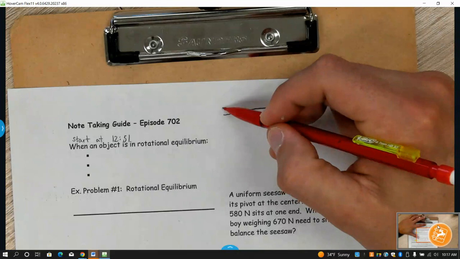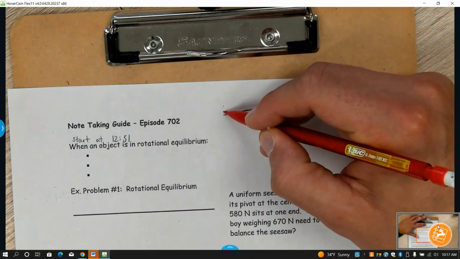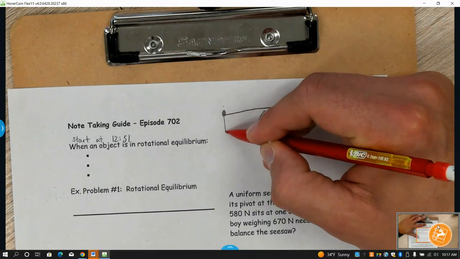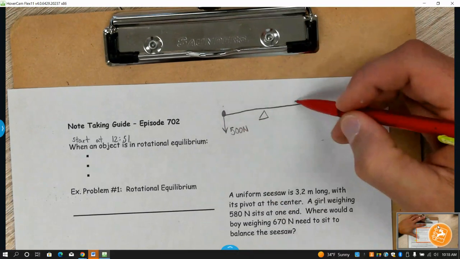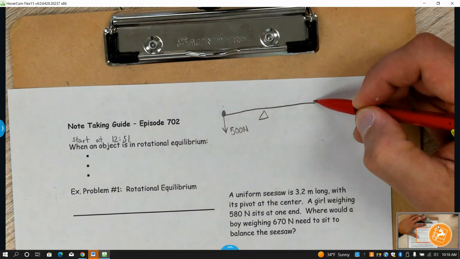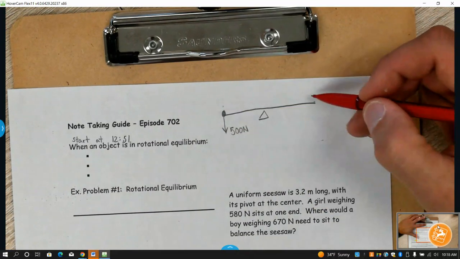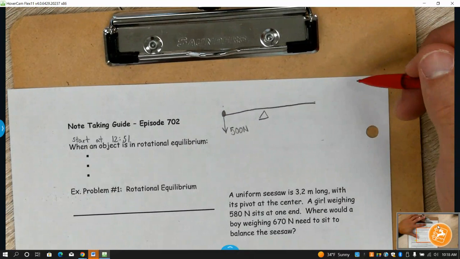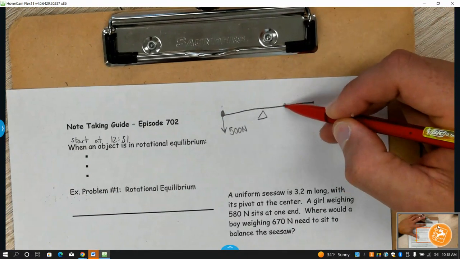But what if you have a younger sister sitting on this end, and she's only 500 newtons, and you're 700 newtons? Would you be the same distance away, or would you need to be farther or closer? You would need to be closer.